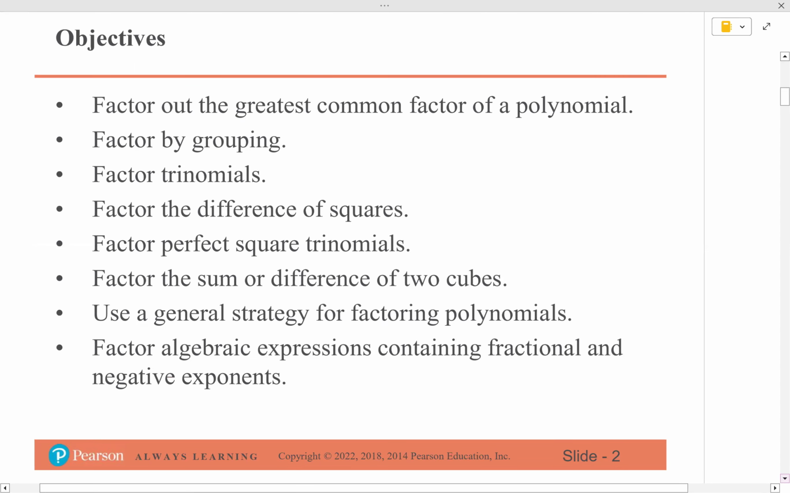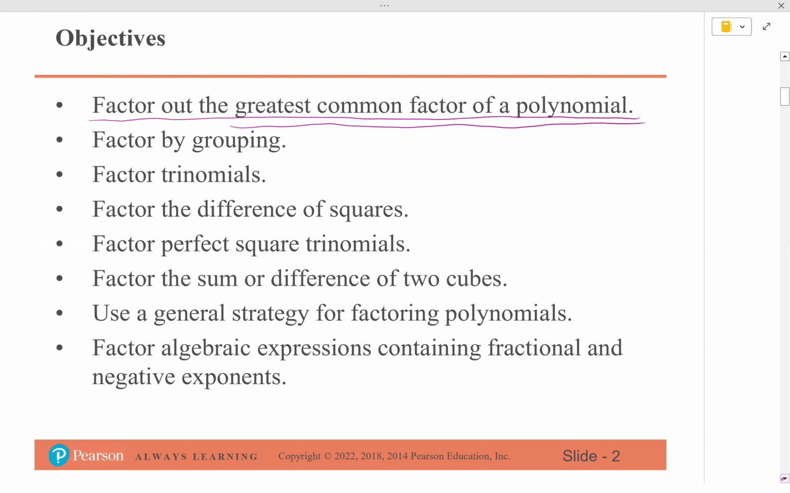The bad thing is, depending on the polynomial you're given, there are a lot of different ways you could factor. So there's this type of factoring out the greatest common factor of a polynomial. We're going to talk about that first. These are just the names of the different factoring techniques. Don't worry about how to do them. That's what we're going to learn.